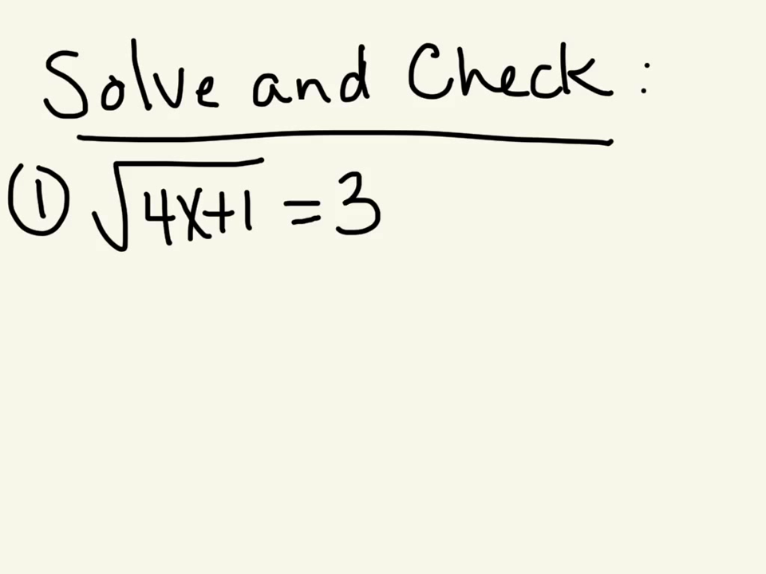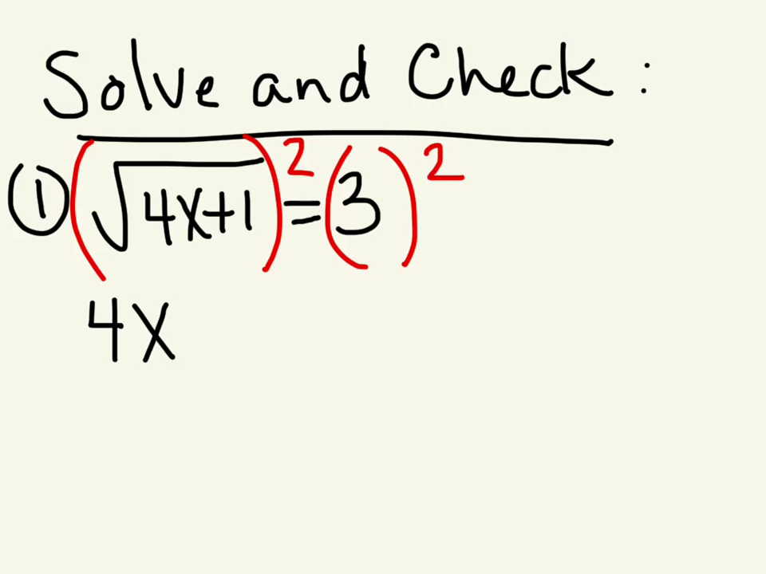The next thing we'll do is raise both sides to the second power in order to cancel our radical symbol. So whatever we do to one side of the equation, we know we have to do to the other. Now that we've done this, the radical is canceled and we get 4x plus 1 equals 9.